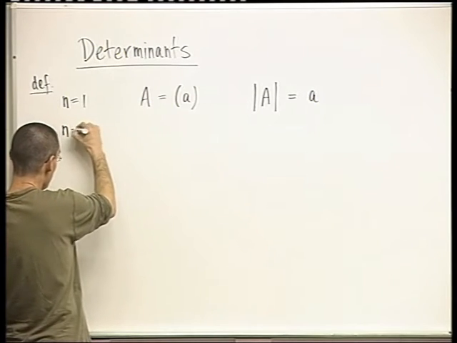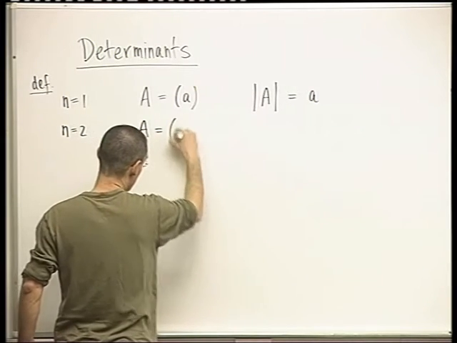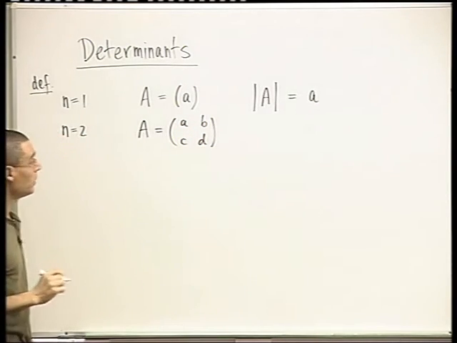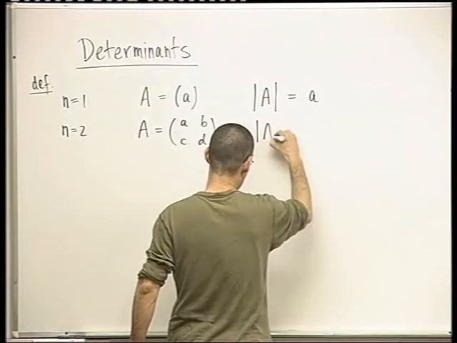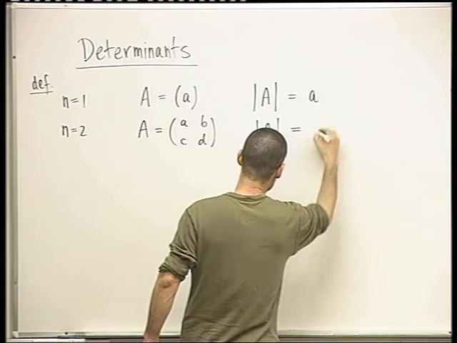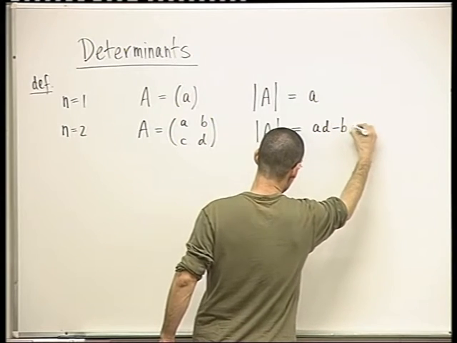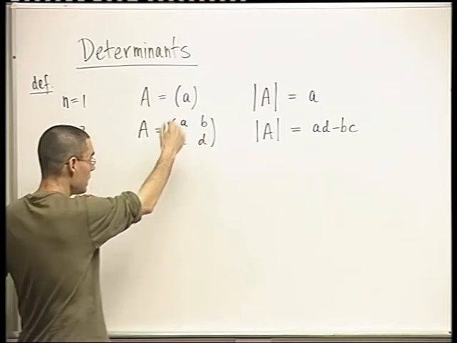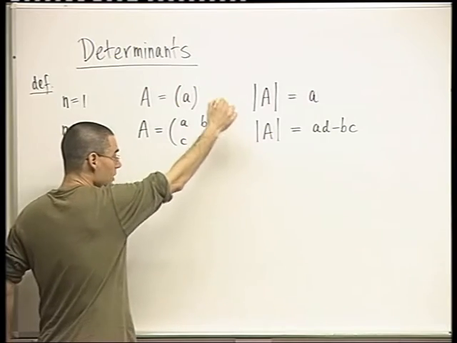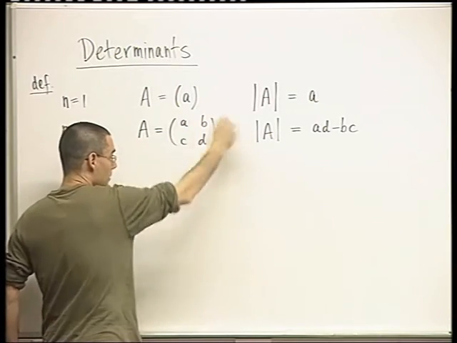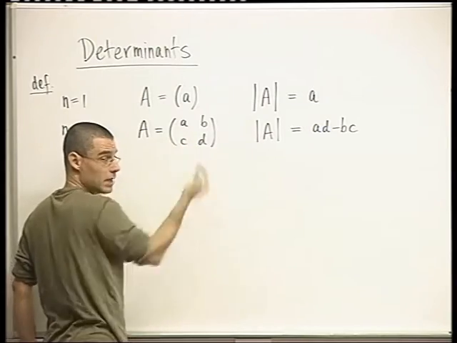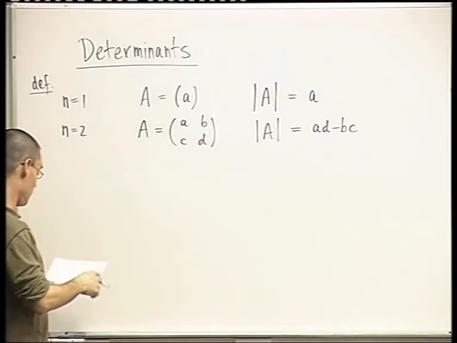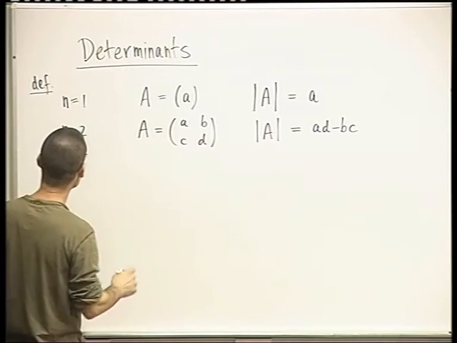What if n equals 2? Then A is a 2 by 2 matrix. Let's call it A, B, C, D. That's A in general. And the determinant of A is defined to be AD minus BC. You have to look up here a second. AD minus BC. That's how I remember it. AD minus BC. Good? Okay, so now we know what a determinant for a 2 by 2 matrix is.